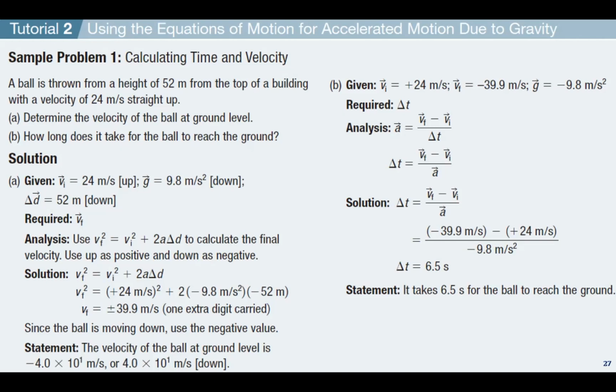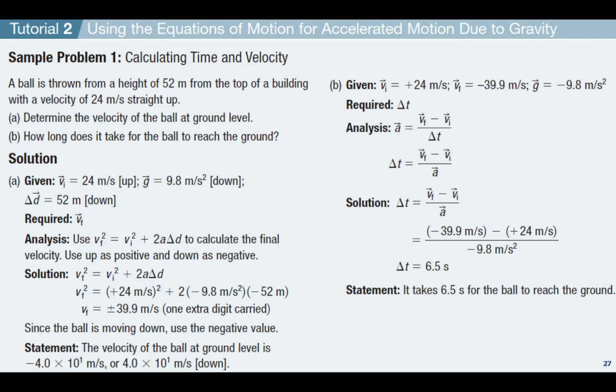And in question B, we are given initial velocity 24 meters per second. Final velocity is negative 39.9 meters per second. And acceleration due to gravity is negative 9.8 meters per square second. And this time we require the time interval delta t.